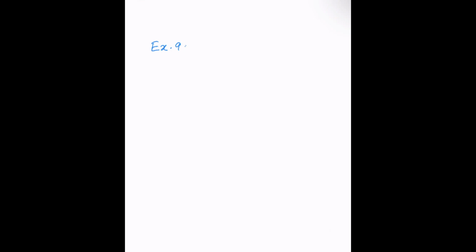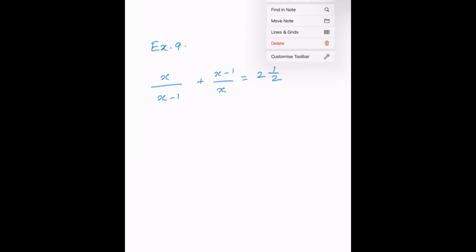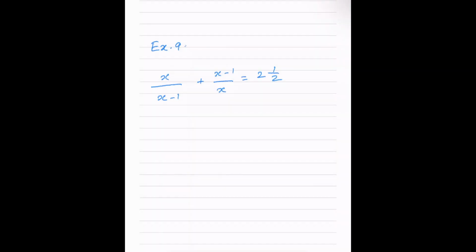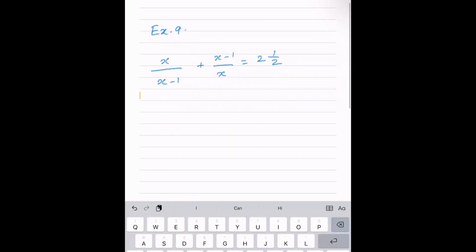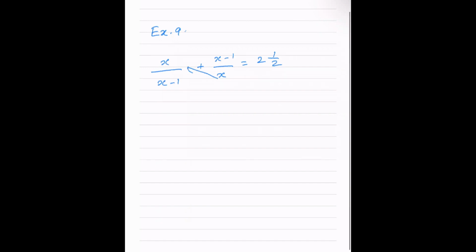Our question is: solve x divided by x minus 1 plus x minus 1 by x is equal to 2 1/2, that is, 5 by 2. So what you will do here is cross multiplication. How do you do the cross multiplication? Simple, normal cross multiplication. Just x is multiplied like this, and this is multiplied like this.